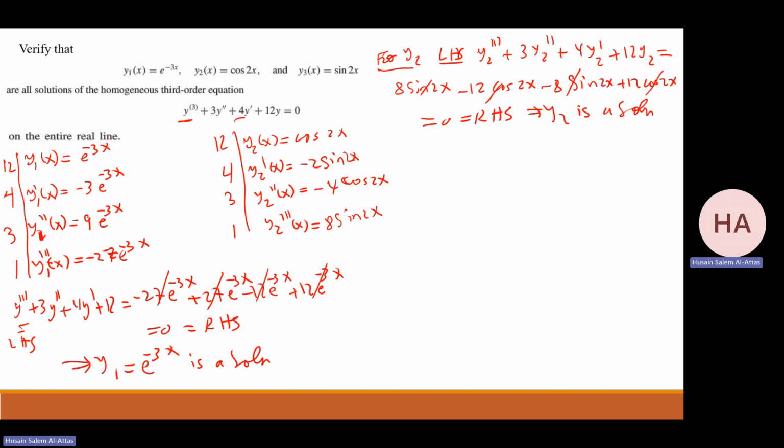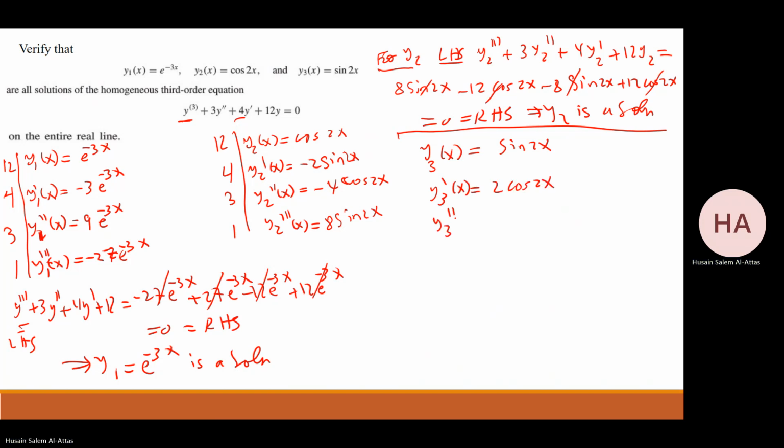Let me check the third one, y3 of x. Now we'll start with sine. Y3 prime is 2 cosine 2x. Y3 double prime will be minus 4 sine 2x. Y3 triple prime is equal to minus 8 cosine 2x. So multiply this by 1, this by 3, this by 4, and this by 12.